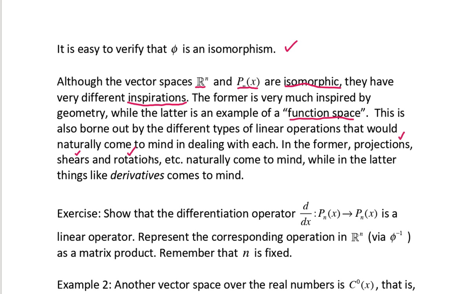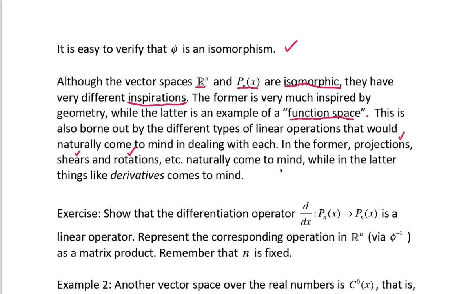Okay? Now, you could always represent any linear operation or linear operator using what? A matrix product, right? Okay? But naturally, we thought of things like what? Projections, shears, and rotations. Okay?